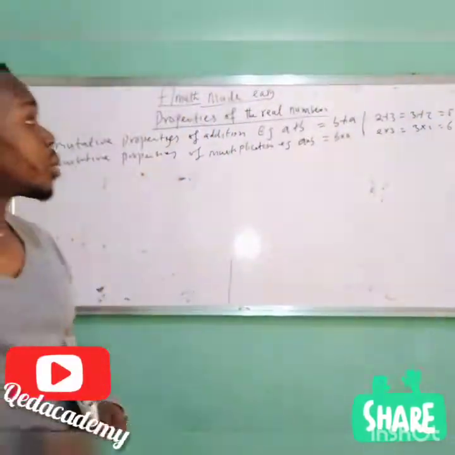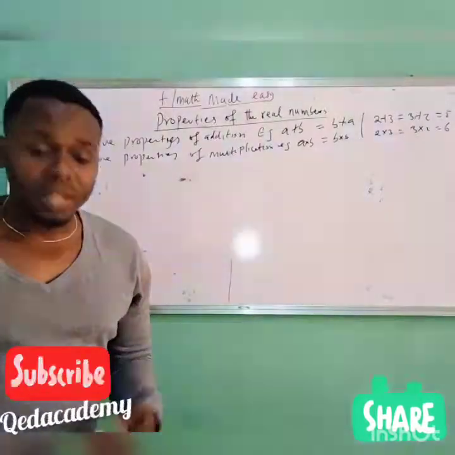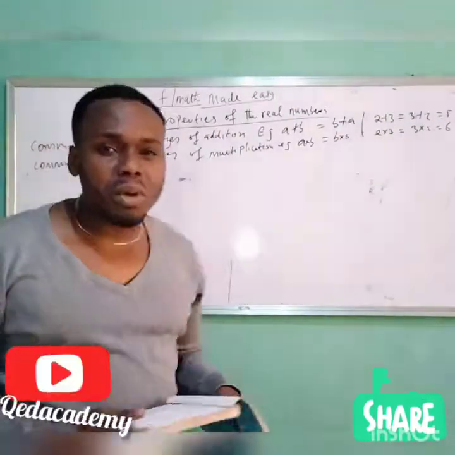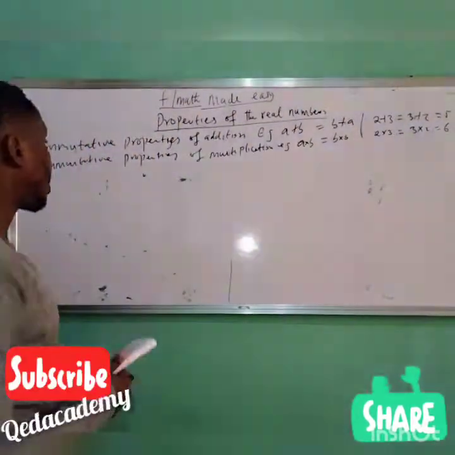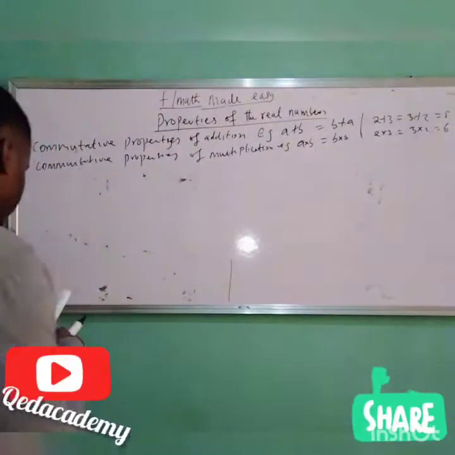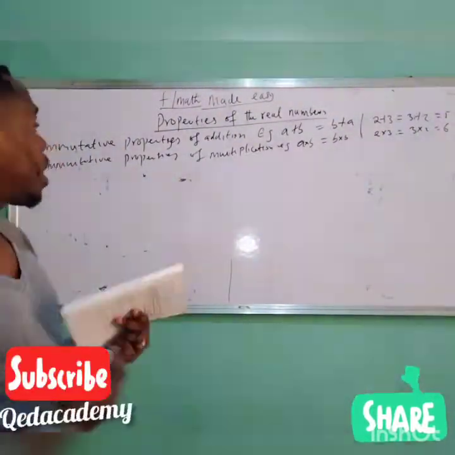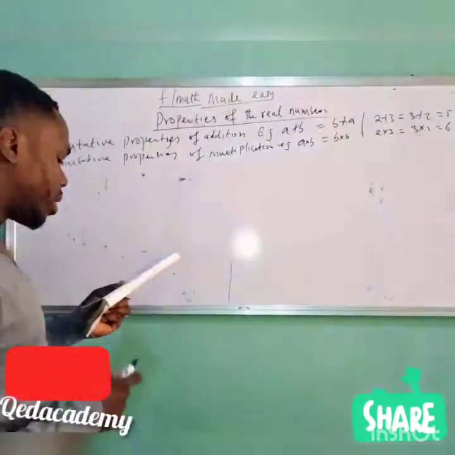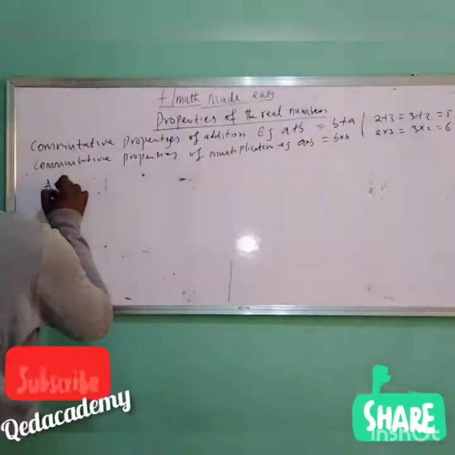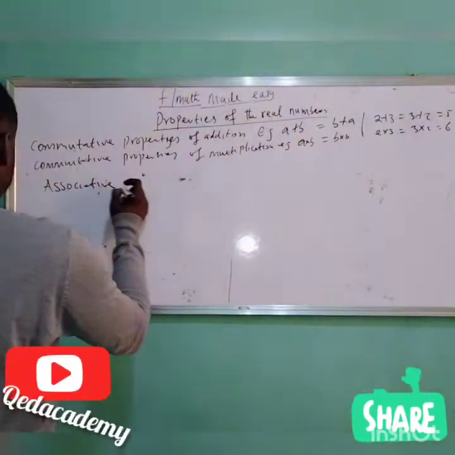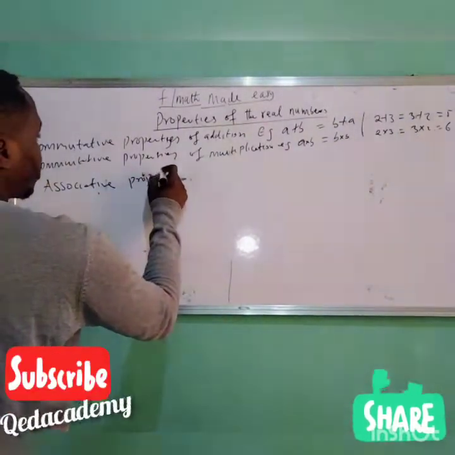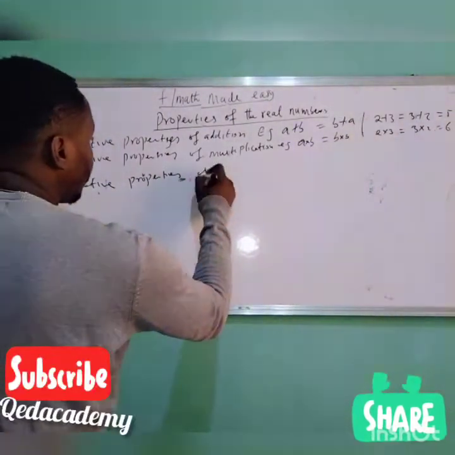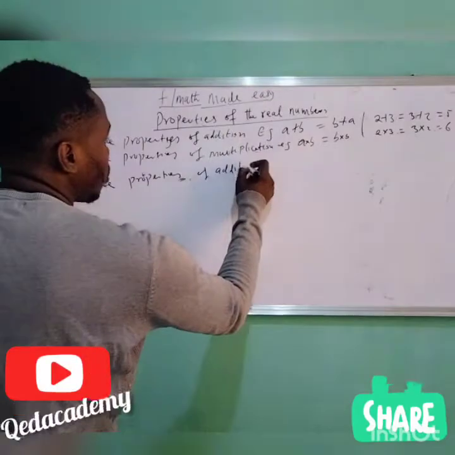So there are other properties of real numbers we'll be discussing in this short tutorial video. The next one we'll be discussing here will be the associative properties. Very important. So let's quickly look at the associative properties. We also have the associative properties in addition and in multiplication. So let's quickly look at that. Associative properties of addition. Alright, so let's quickly look at this.